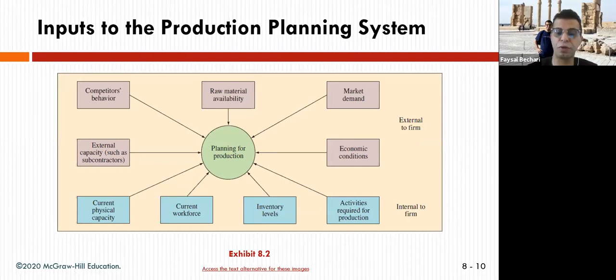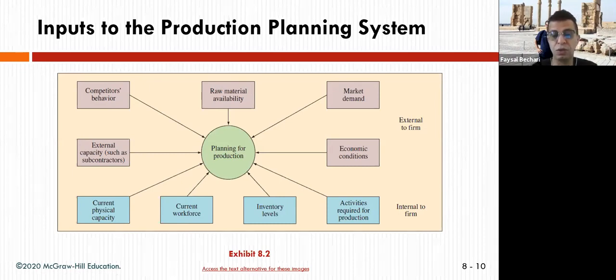The planning for production is involved with all these things affecting the production. The first ones are the market demand, the raw material availabilities, the competition, the competitors' behavior. These are the external ones. The economic condition, you cannot do something about it, and it's from the outside. And the external capacity, such as a subcontractor, whether he can supply you with enough in time or below the demand.